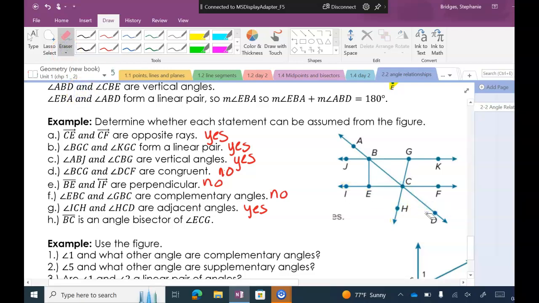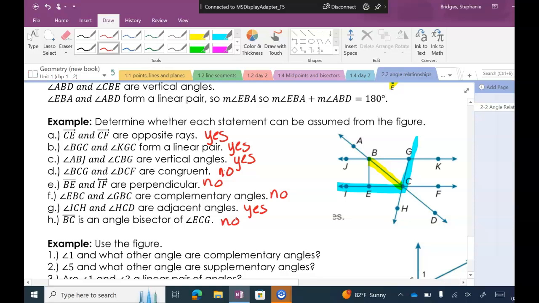And then lastly on this, segment BC, so this piece here, is an angle bisector of angle ECG. Do we know anything about those angles? The yellow cuts the blue in half is what it's saying. Do I know any information to tell me that? Do I have any markings on any congruent angles anywhere in this picture? No. So can I assume that it's an angle bisector if I don't know that those angles are congruent? No.